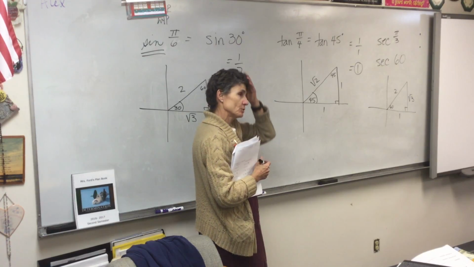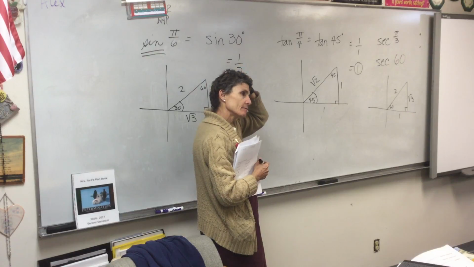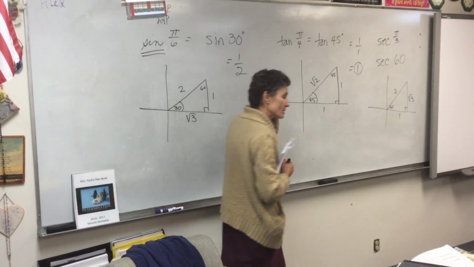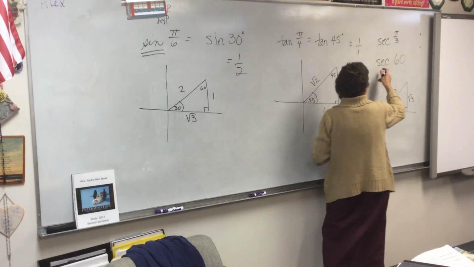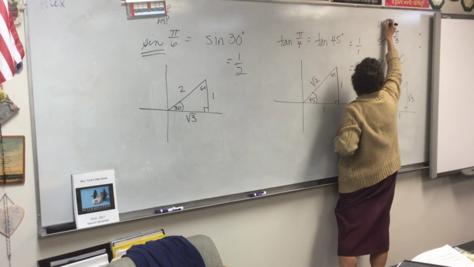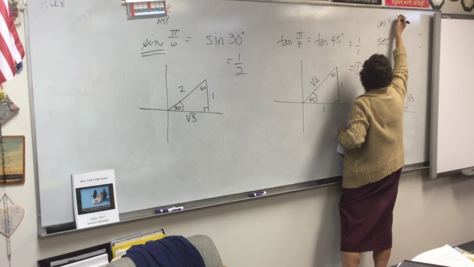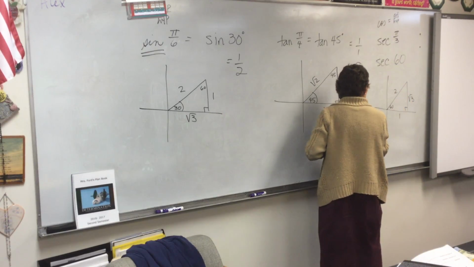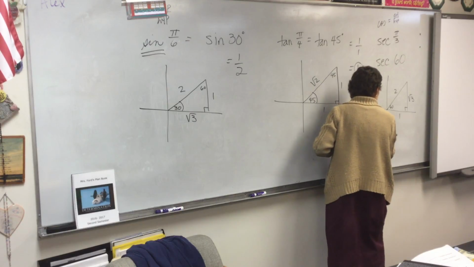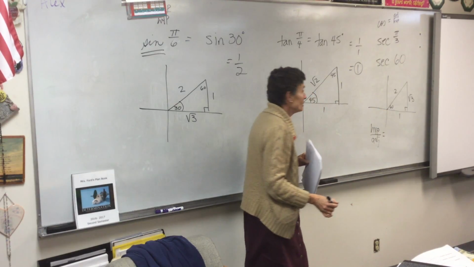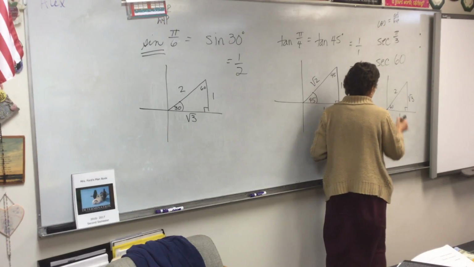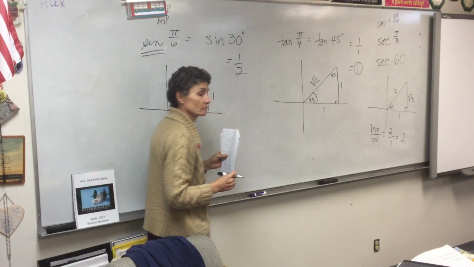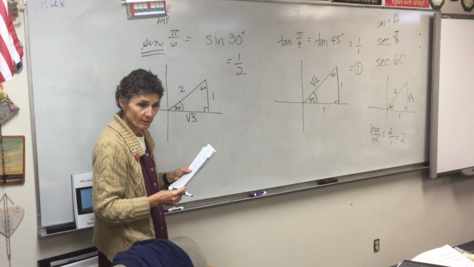I want the secant. What's the secant? Hypotenuse over adjacent. It's the reciprocal of the cosine. So cosine is adjacent over hypotenuse, so secant will be hypotenuse over adjacent. Does that make sense to everybody? So hypotenuse over adjacent will be 2 over 1, which is 2. Joseph, are you doing okay here? Yeah.